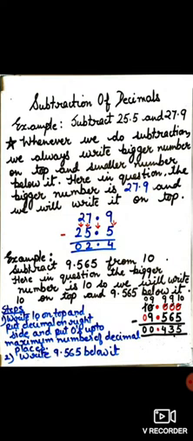For example, when we have to subtract 25.5 from 27.9. First of all, we have to see which is the greatest number among these two given numbers, because in subtraction we will always write the bigger number on top and the smaller number below it. Here in the question, the bigger number is 27.9 and we will write it on top. First of all, we will write 27.9. Then we will write the second number, which is 25.5.